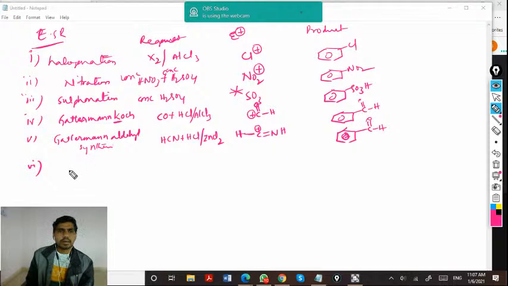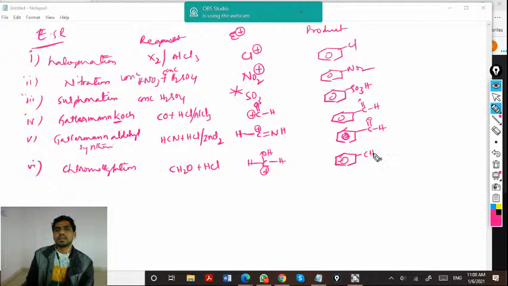Next, we have seen chloromethylation. For chloromethylation we have used formaldehyde along with HCl. The hydroxymethyl carbocation is the intermediate, and the resulting product will be chloromethyl benzene.